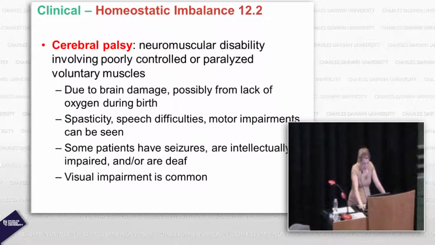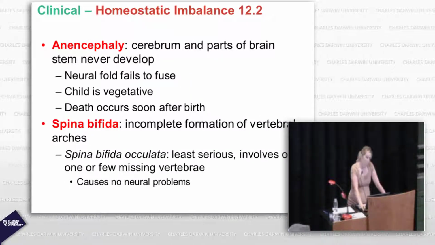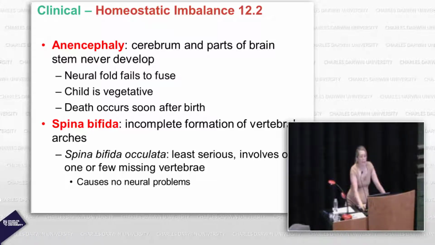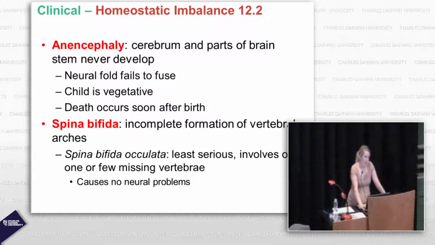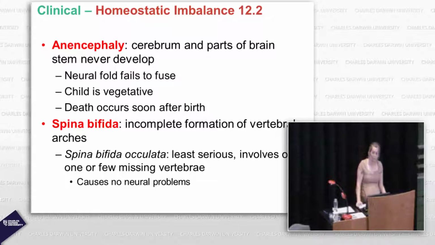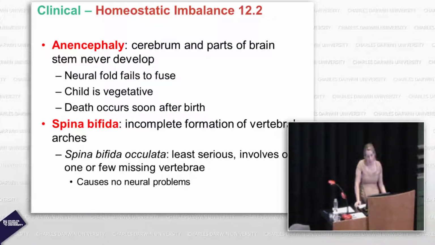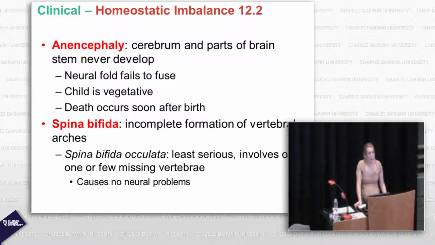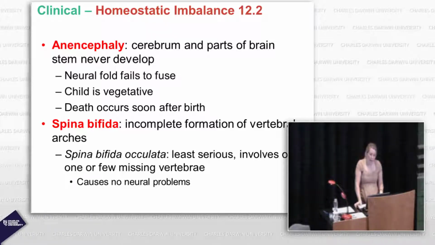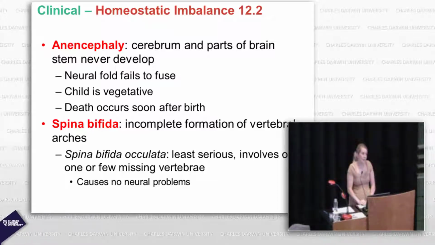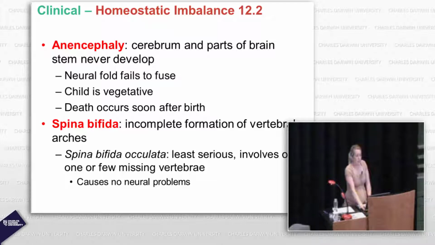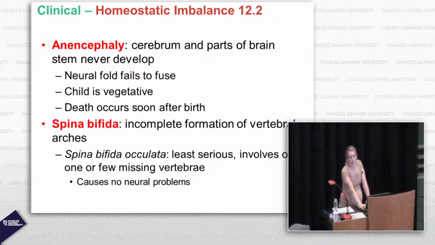Going back a little bit earlier in development, anencephaly is where the cerebrum or parts of the brainstem never develop. So we can sort of diagnose this now at the 12-week scan. And basically there's no brain visible, and it's because the neural folds have failed to fuse. The child would be vegetative and most likely would die soon after birth. I think in many cases it's actually recommended that because of risk to the mother, that the baby is terminated.